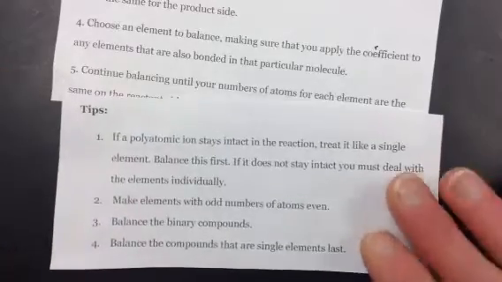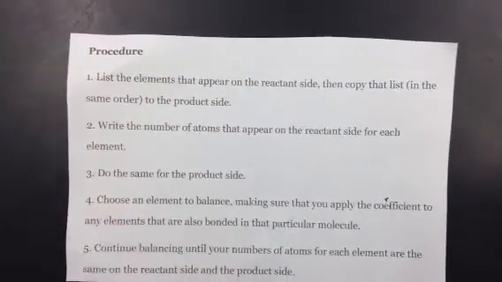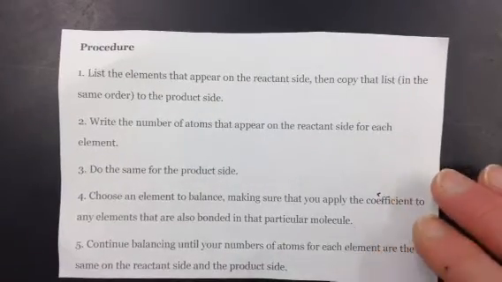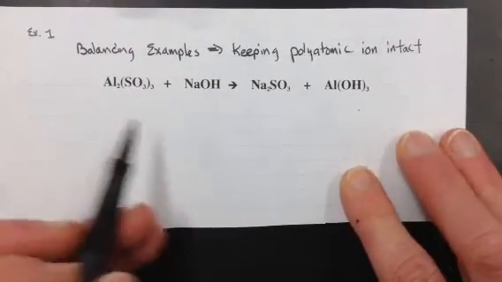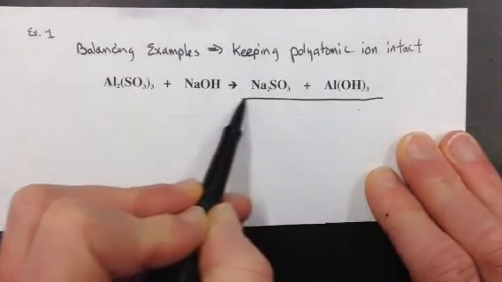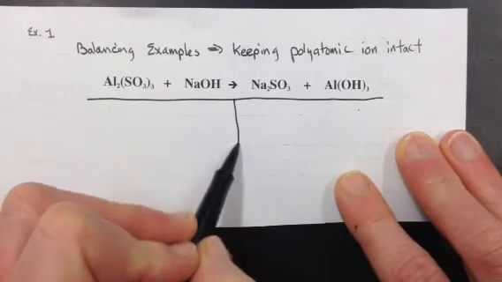and we're also going to follow these strategies. So let's start with the procedures. List the elements that appear on the reactant side, then copy the list in the same order to the product side. Same order is pretty important when we're trying to keep our counting straight to match up what we have.